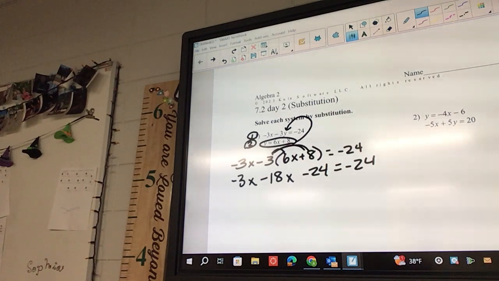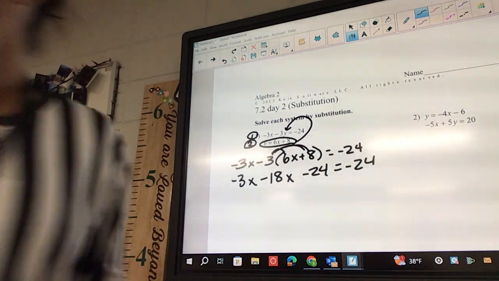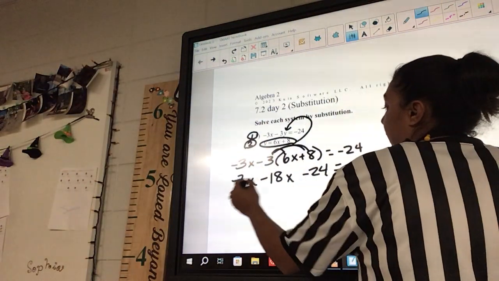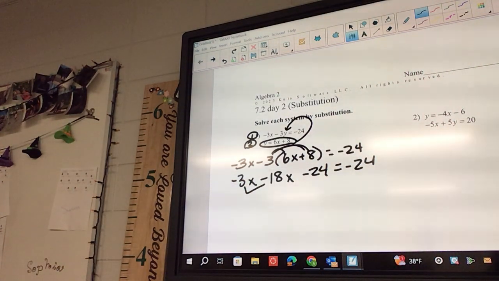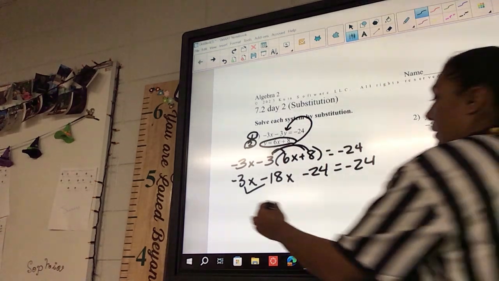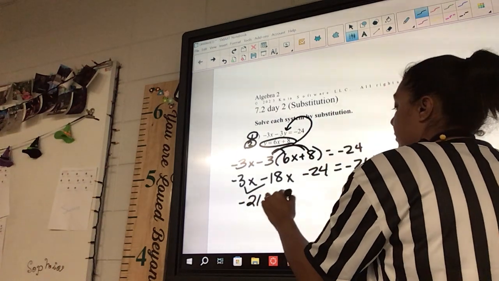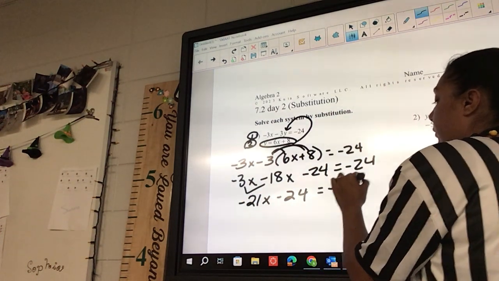Okay, and then what needs done? Combine like terms. So we can combine the negative 3 and the negative 18. What is negative 3 and negative 18 going to give you? We're just putting them together. Negative, is it 15? How do you know that? No, type it on your calculator. Negative 3 minus 18. Negative 21. So we got negative 21x minus 24 equals negative 24.